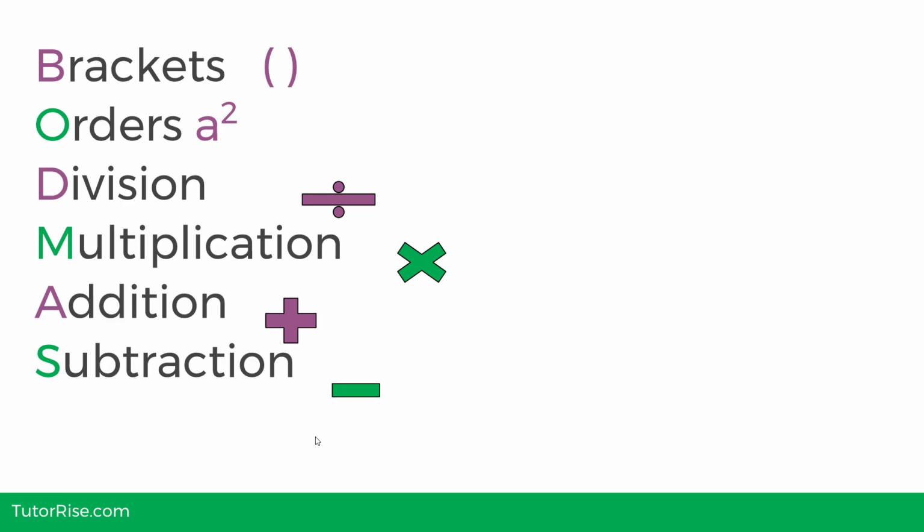So each letter, as I said, represents an individual word. B stands for brackets. In the mixed calculation, we're looking for brackets. That will be the very first part of the calculation that we would do. Next, we're looking out for orders, or others. In this sense, we're looking out for any squared numbers, square roots, cube numbers, anything other than the operations that we're going to talk of next. D stands for division, M multiplication, A addition, and S subtraction.